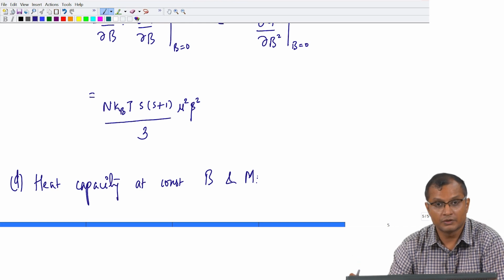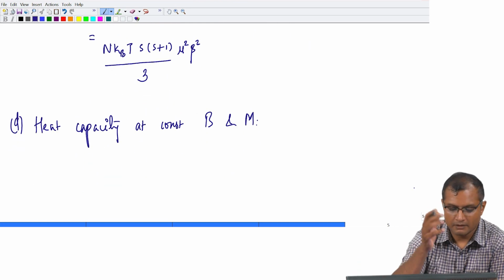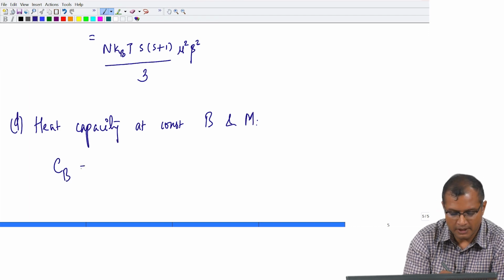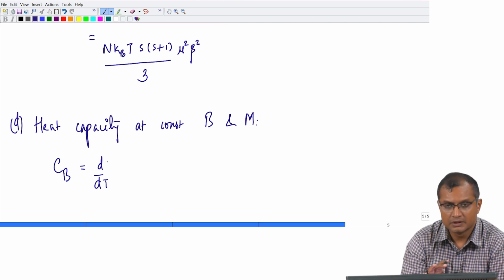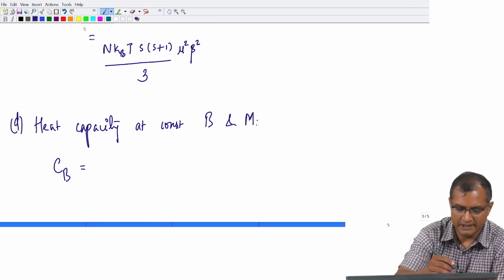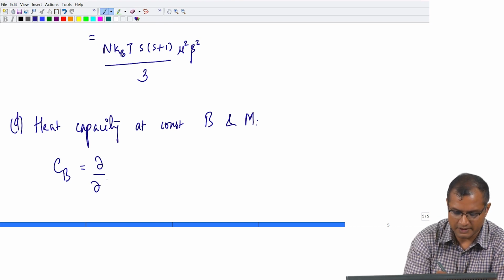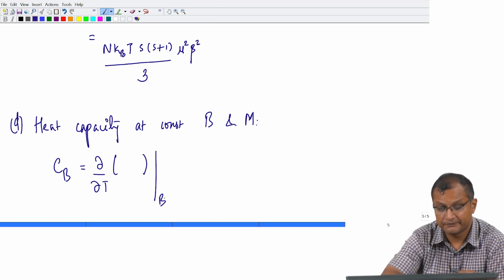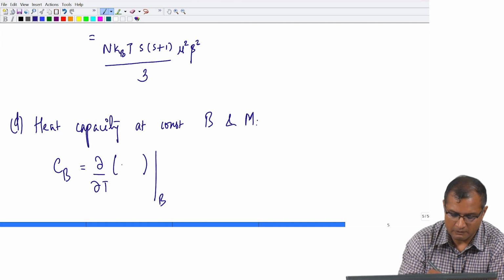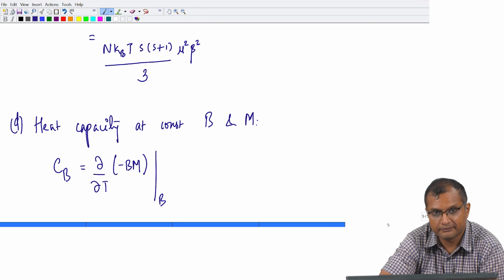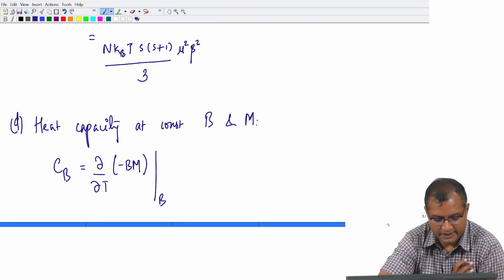Okay. So, you can compute the heat capacity at constant magnetic field by simply taking the temperature derivative. Since we are taking a constant field derivative, it has to be a partial derivative of the energy scale in the problem at constant field. The energy scale in the problem is just the magnetic enthalpy, which is minus Bm. Okay. So, it is straightforward.